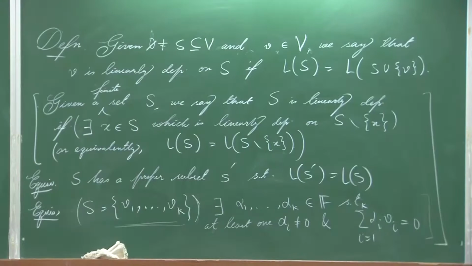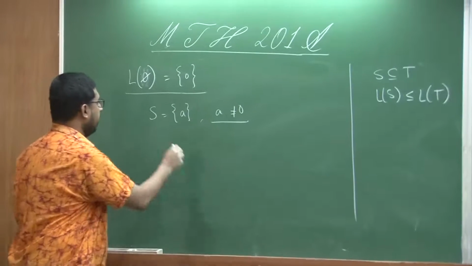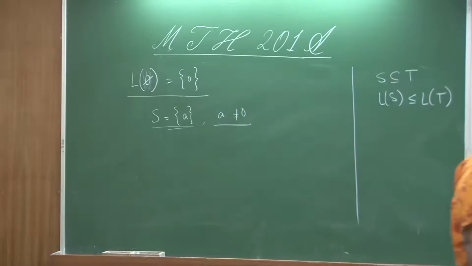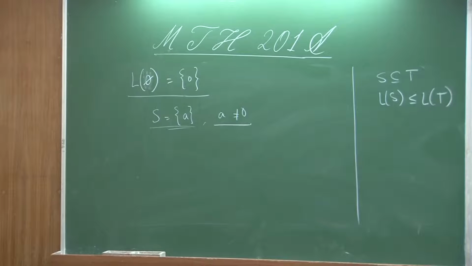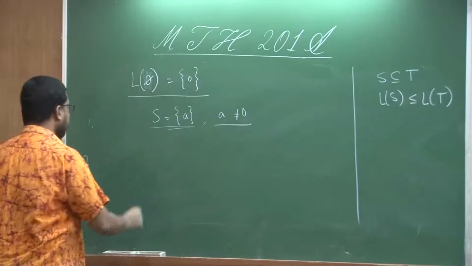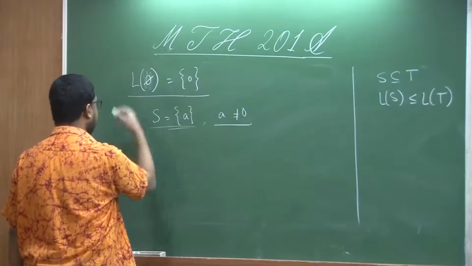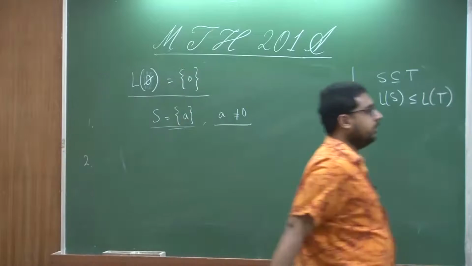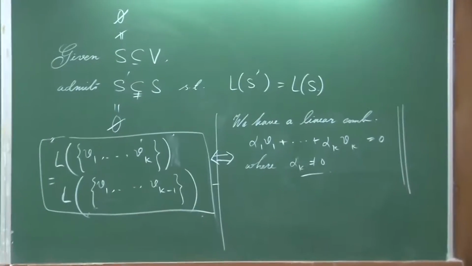Okay. Let us look at an example. Already we have talked about an example: if S is a singleton set with a non-zero vector, then S cannot be linearly dependent. Now, if you look at another example, let us come back to the example that we have been motivated with, that is in R 3.